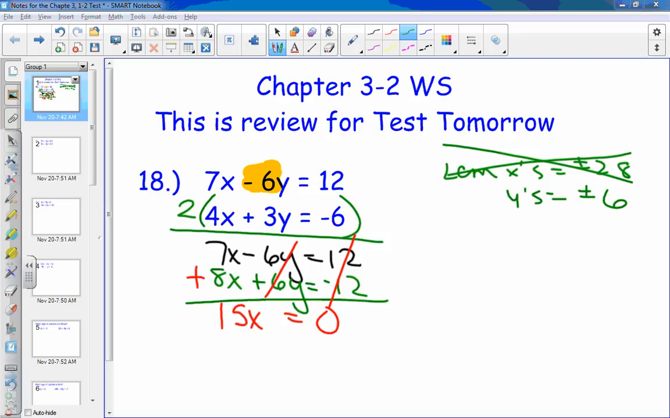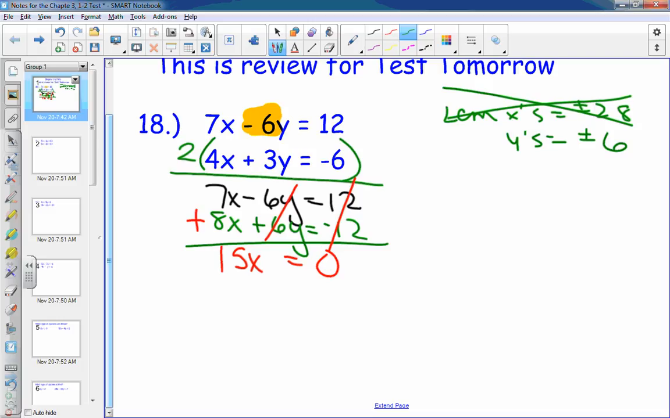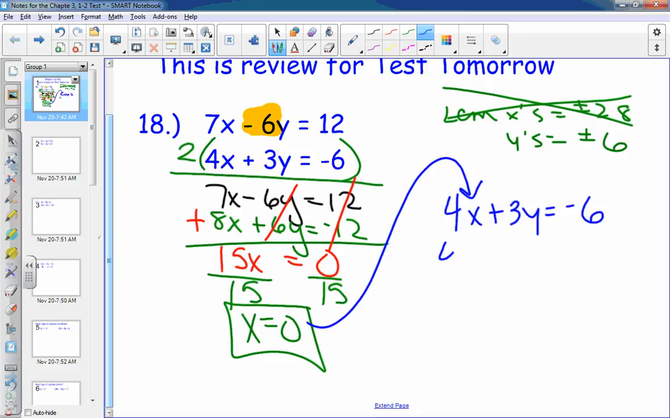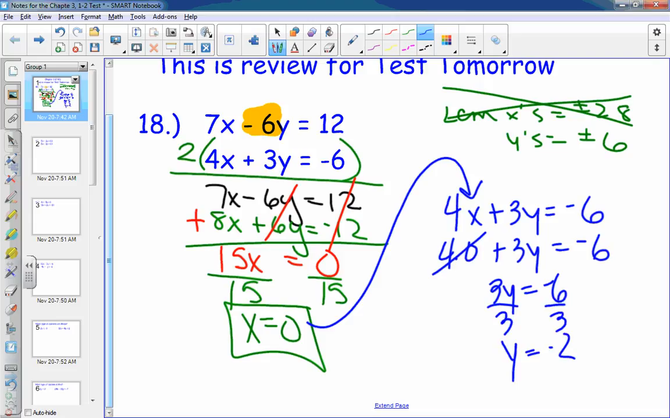So now I'm down to one equation with one unknown, and I'm going to solve this. So how do I solve this? I divide both sides by 15 to give you x is equal to 0. So if x is equal to 0, now what do I do? I go back to my original problem, doesn't matter which one. I'm going to choose the bottom equation because the numbers are a little bit smaller. And I'm going to plug in what I know x to be. X is 0, so 4 times 0 goes away. 3y is equal to negative 6. Divide both sides by 3, and you're going to get y is equal to negative 2.